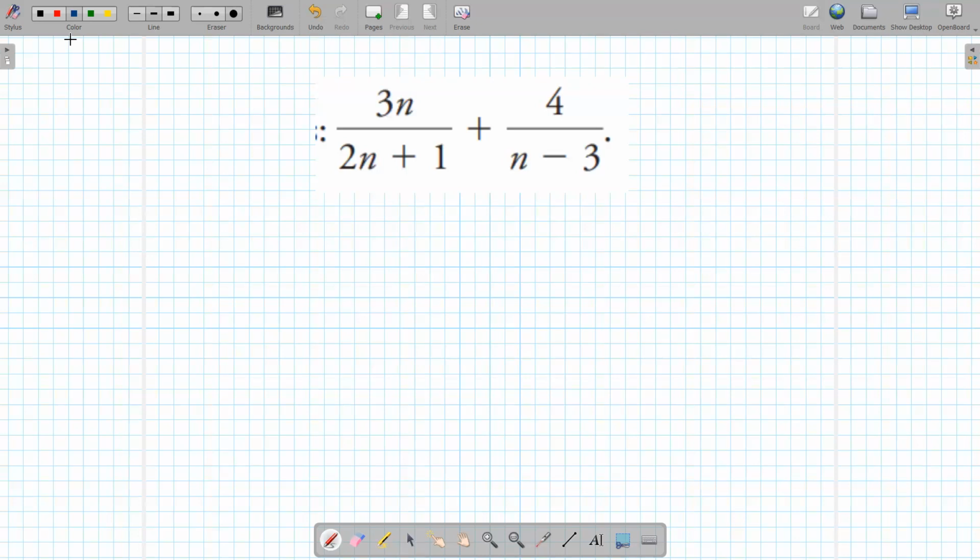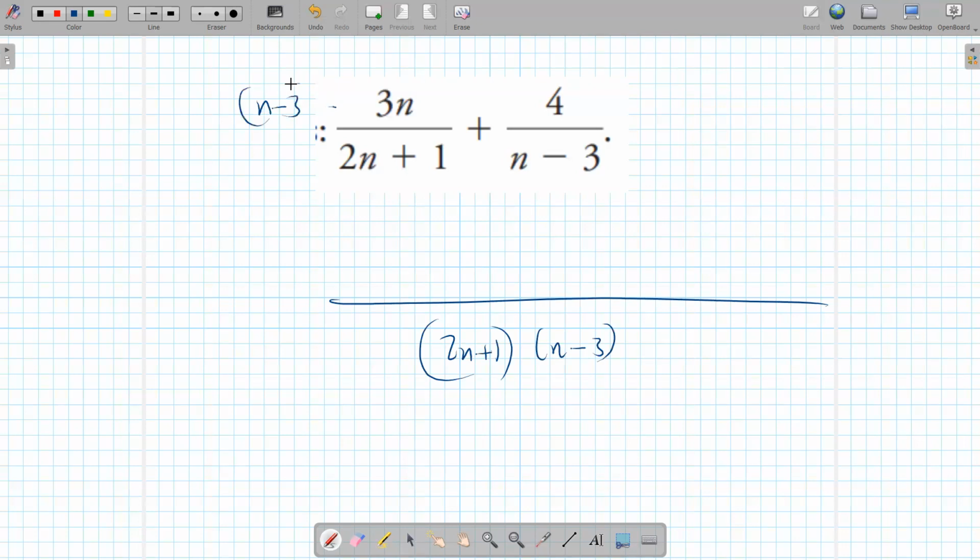Any ideas what the LCD could be in this case? You just multiply them together. It's going to be 2n plus 1 times n minus 3, like that. So that means this one is lacking n minus 3, and this one is lacking 2n plus 1.